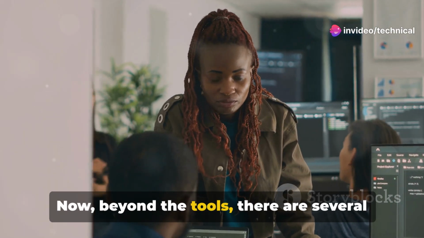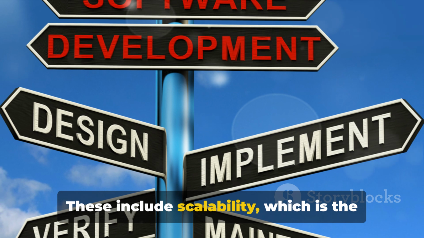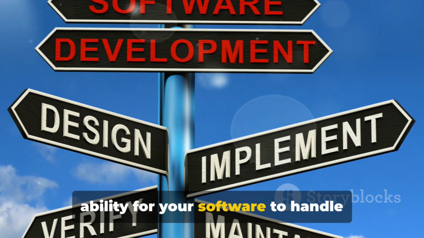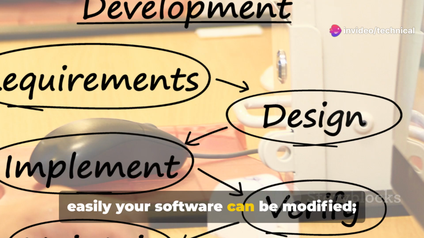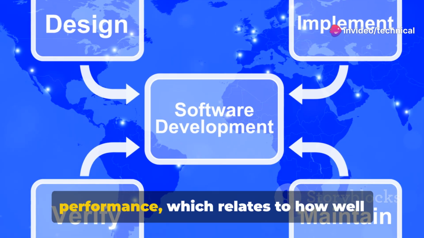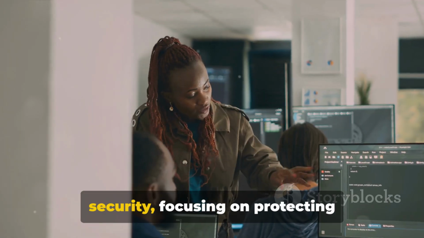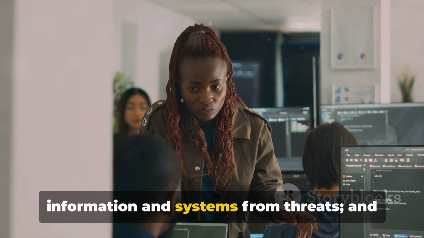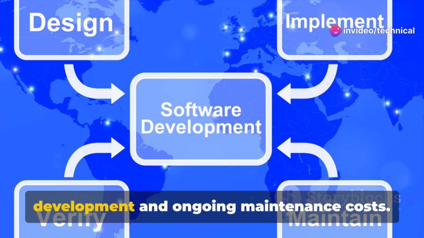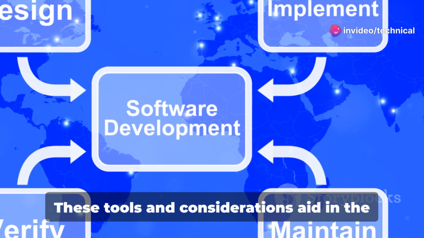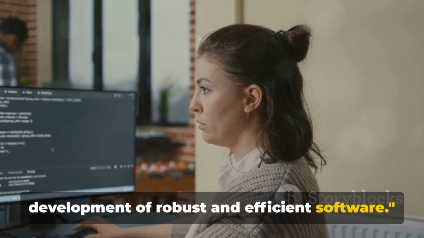Now, beyond the tools, there are several considerations that need to be taken into account. These include scalability, which is the ability for your software to handle increased loads; maintainability, or how easily your software can be modified; performance, which relates to how well your software responds to user actions; security, focusing on protecting information and systems from threats; and cost, which encompasses both the initial development and ongoing maintenance costs. These tools and considerations aid in the development of robust and efficient software.